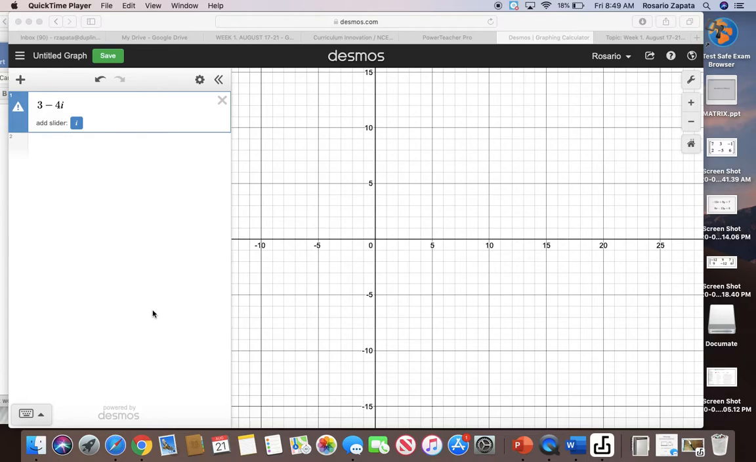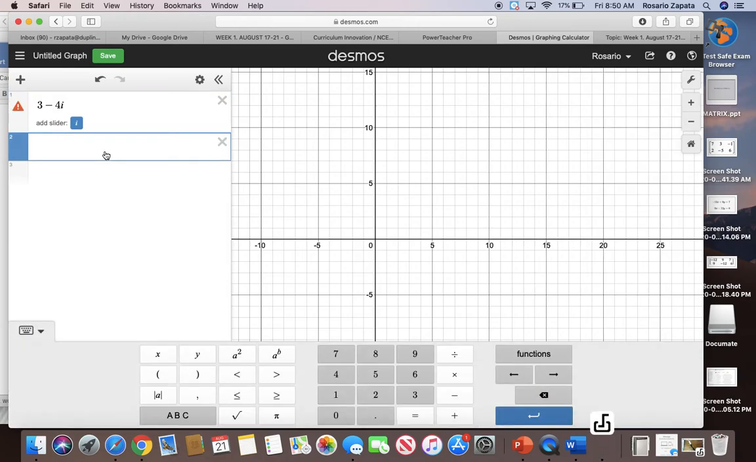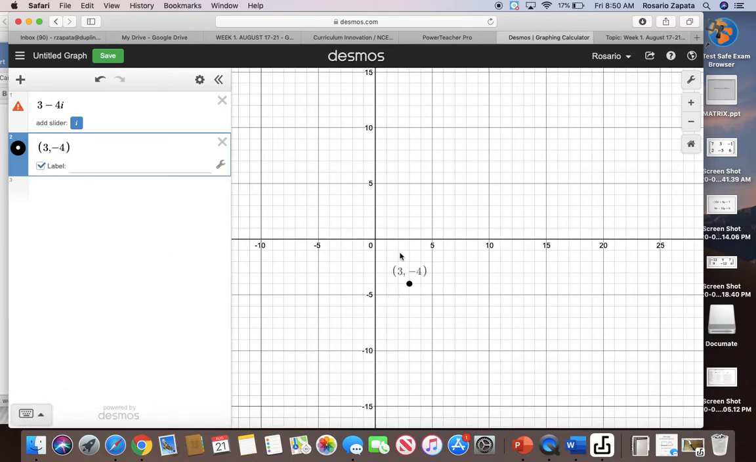Example about complex numbers as vectors, because I've noticed that a lot of you have not yet finished their Desmos activity about it. So the first thing we do is to make sure that our mode is in degrees. All right, and then we will have to put this in a coordinate form. That means our x value is 3 and our y value is -4. So if I'm going to put the label, it seems that our vector is in the fourth quadrant. That means our vector is in the southeast direction.